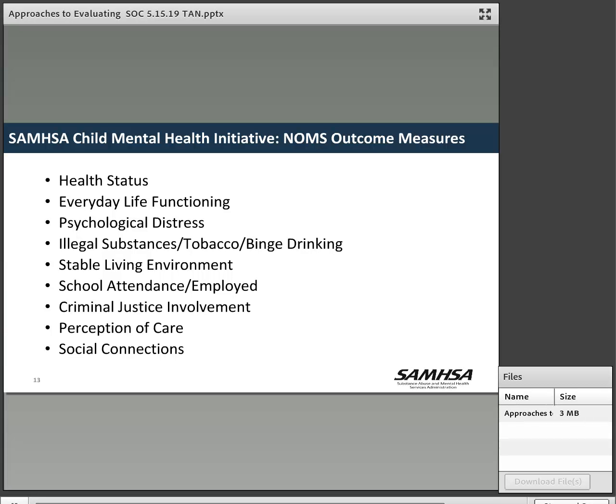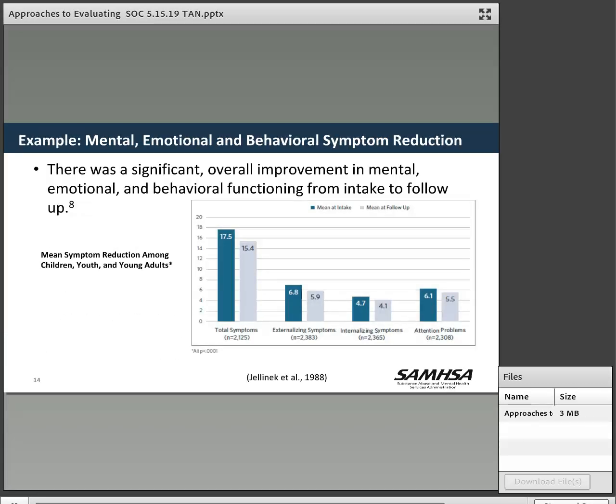Here's what we have from the NOMS outcome measures, and here's what we use. We use health status, everyday life functioning, psychological distress. You can see the list here: legal substances, living environment, school attendance and employment, criminal justice involvement, perception of care, and social connections. So these are all areas of measurement that I'm sure we are all interested in monitoring and looking at with the children, youth, young adults who we provide services to and their families. So the NOMS measures are actually highly relevant to the services that are provided in children and adolescent systems of care.